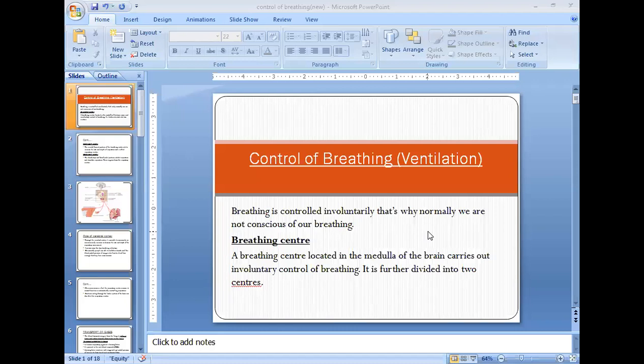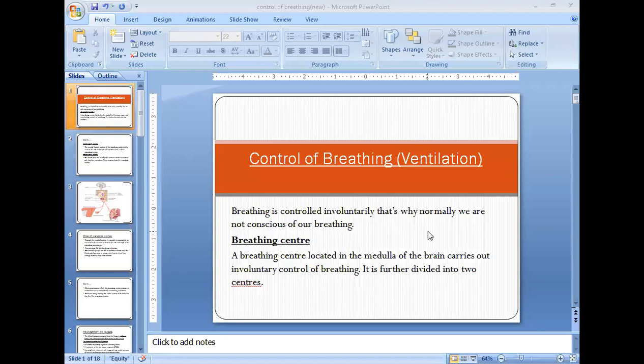Today we will discuss control of breathing or ventilation. In the previous lecture we studied the mechanism of breathing. Students, normally breathing is not in our control, it is an involuntary process. That's why we are not aware of it. The breathing center is located in the medulla of the brain, and it carries out involuntary control of breathing.